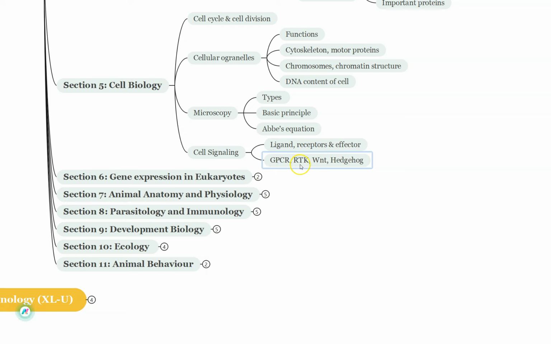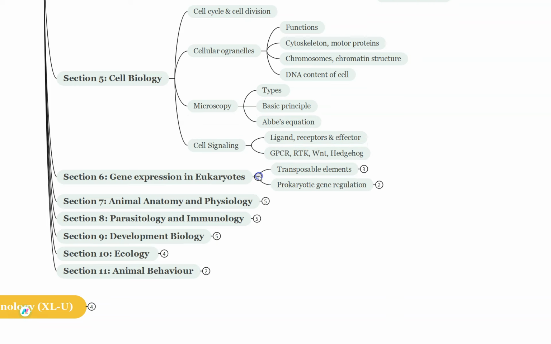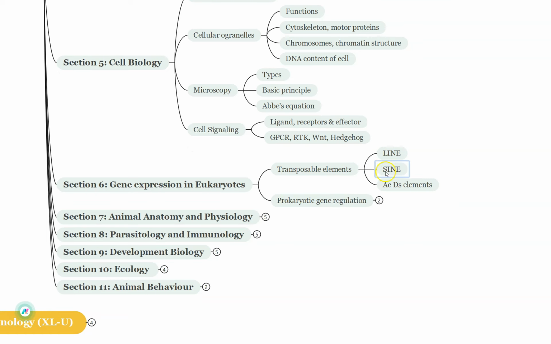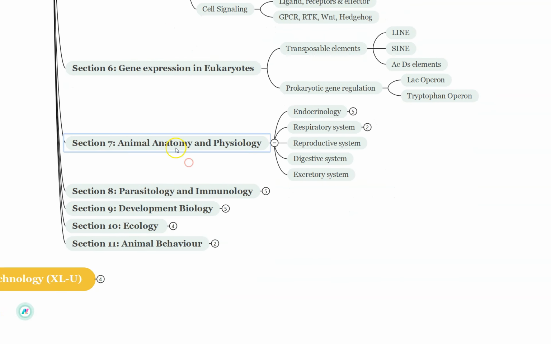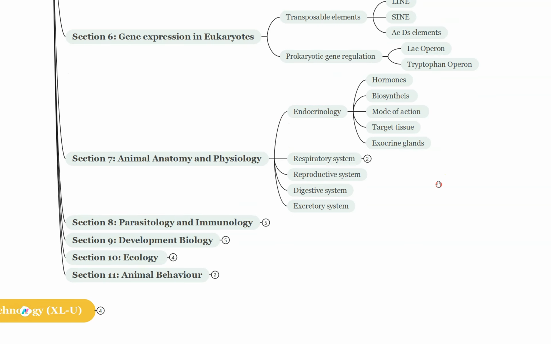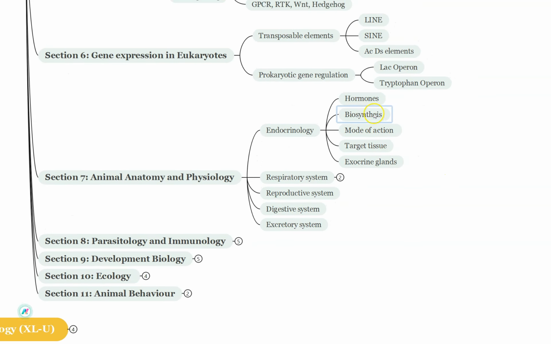Apart from that, GPCR and RTK are also to be studied. Then gene expression in eukaryotes, you have transposable elements, for example LINE, SINE, AC/DS elements, expect match the following here. Prokaryotic gene regulation regarding the lac operon and tryptophan operon. Then from section 7, animal anatomy and physiology, endocrinology is most important. Here hormones, biosynthesis, mode of action, target tissue and exocrine glands are to be studied.